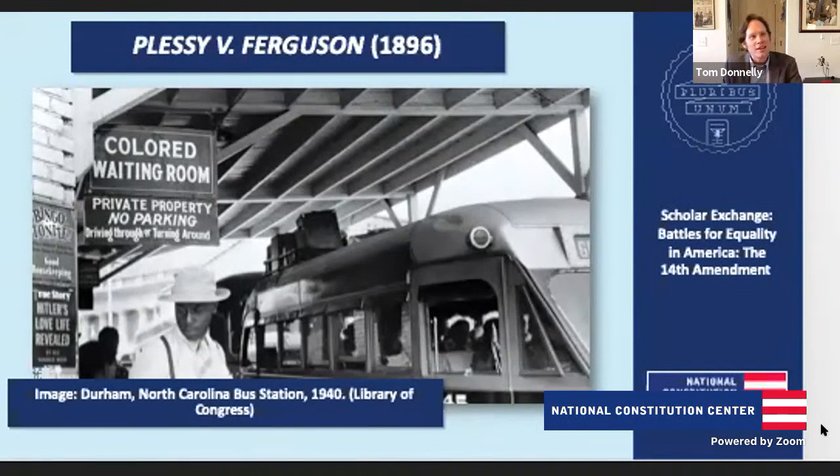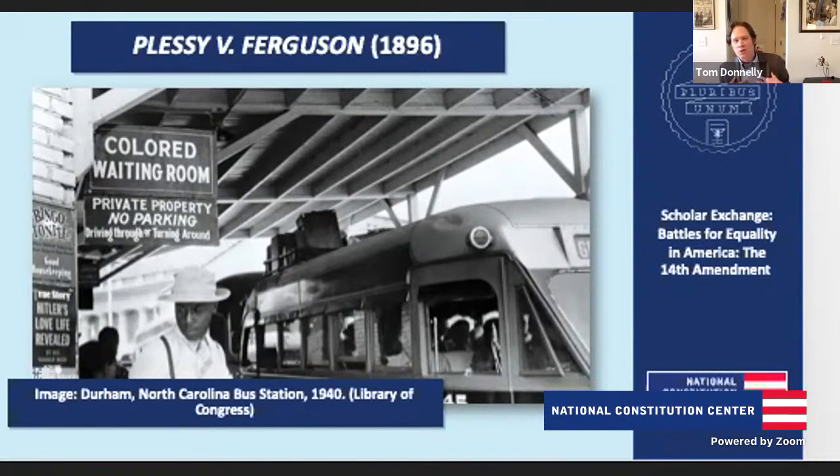And so what happens? Well, we have Homer Plessy. He's the Plessy of Plessy v. Ferguson. He's part of a committee of concerned citizens that think this law goes against everything we've been trying to do in Louisiana since the Civil War. It goes against everything that we see in the Constitution with the 14th Amendment and its promise of equality, and we are going to challenge it.